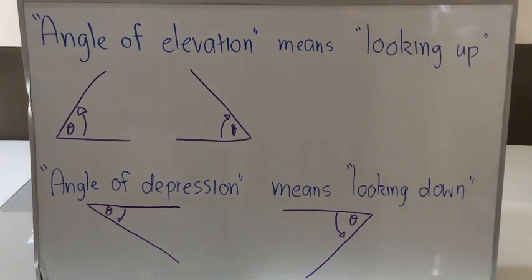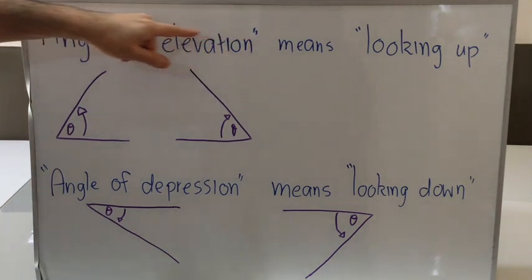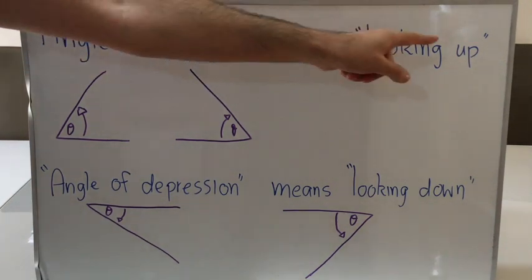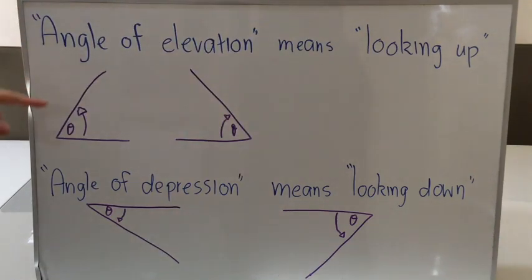Today we're going to be looking at two new words or concepts, but they use all the same maths that we've been using before. All we need to understand today is what these two words mean: angle of elevation and angle of depression. Now this is just a fancy way of saying looking upwards. So these examples, you do want to get this copied down.